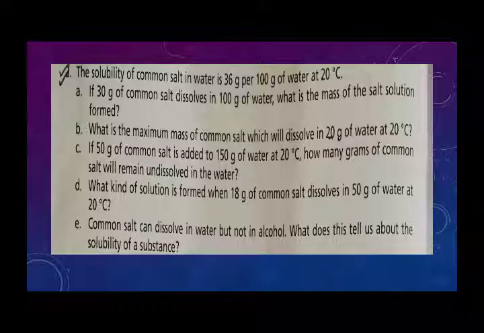So here you are going to explain with that reference: when common salt can dissolve in water but not in alcohol, what does this tell us about the solubility of a substance? This tells us about the nature of solute and nature of solvent. So with the help of the explanation of the nature of solute and nature of solvent, you can easily explain this question. So let's move towards the next question.